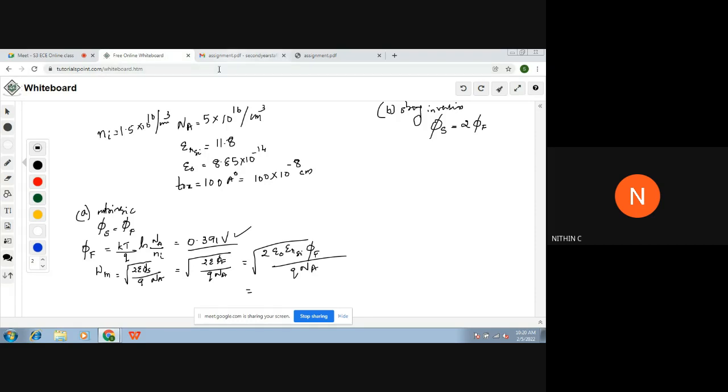Yes. So the answer that you will get will be 1.009, or you can write 1.01, into 10 raised to minus 5. What will be the unit? Width of the depletion layer. Centimeter. So this will be the answer for the depletion region width in the case of an intrinsic semiconductor.